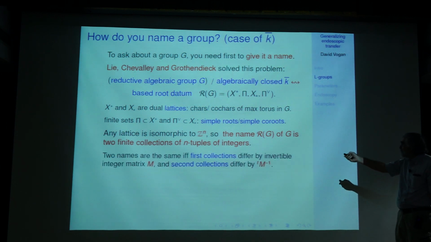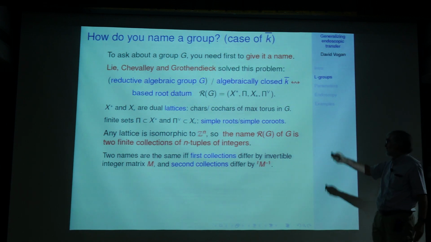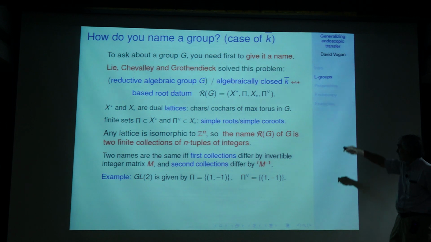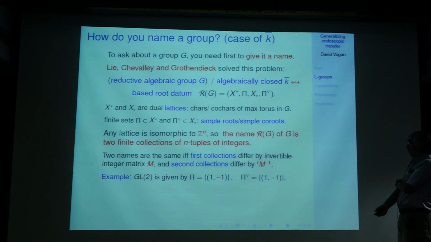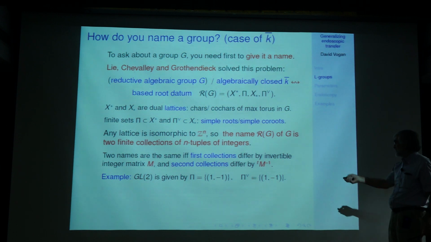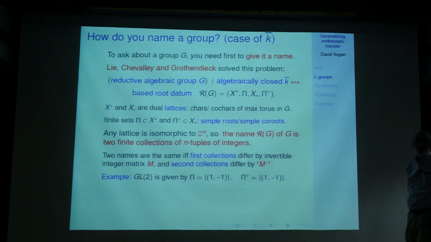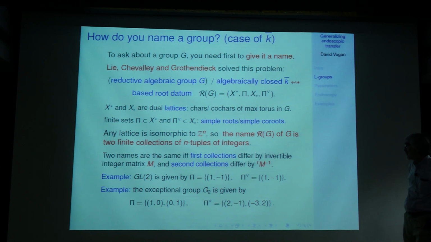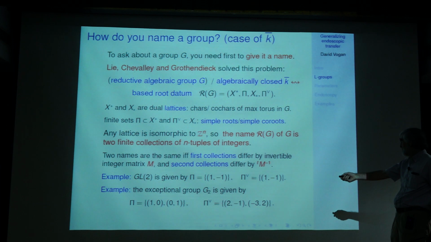Of course, you need to know when two of these names define the same group, and the answer is that if there's an invertible n by n integer matrix M that carries the set pi to the other set pi, and the inverse transpose of M carries pi check to pi check. So here's an example. The name of G2 is given by these two singleton sets of two-tuples of integers: one is 1, minus 1, and the other one is also 1 and minus 1. So great, the exceptional group of type G2, you can write its name like this.